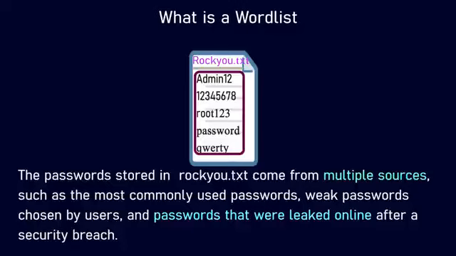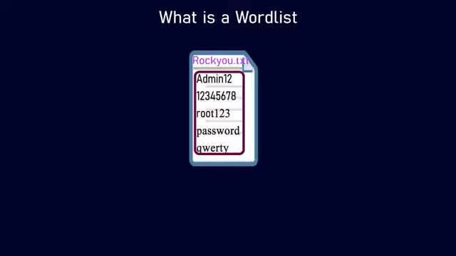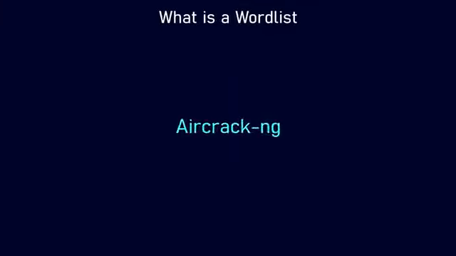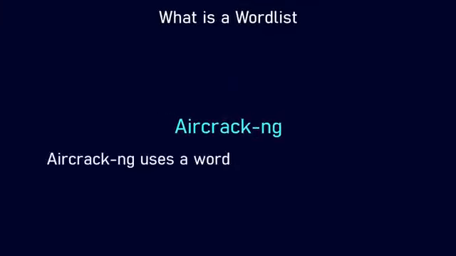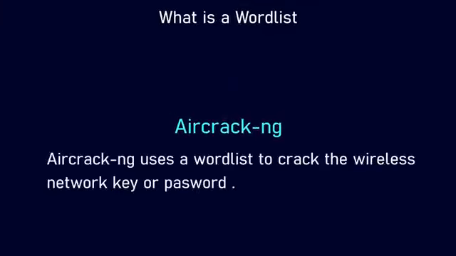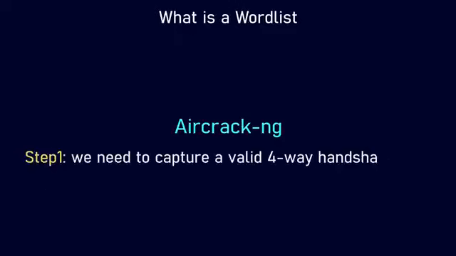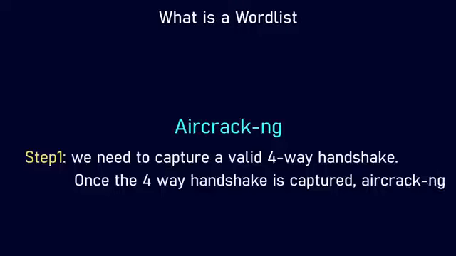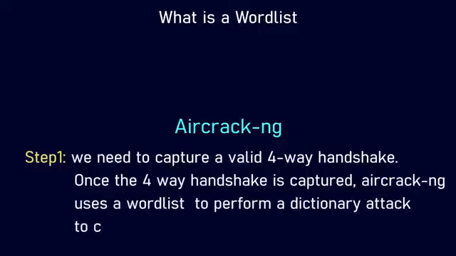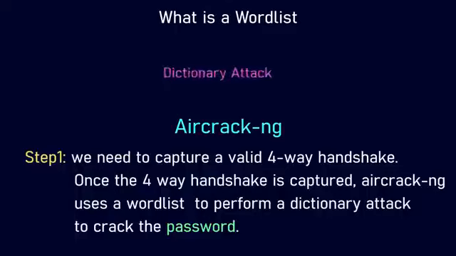after a breach. Let's briefly discuss how word lists are used to crack Wi-Fi passwords. The tool used for cracking Wi-Fi passwords is Aircrack-NG. Aircrack uses a word list to crack the wireless network key or password. First, we need to capture a valid four-way handshake. Once the handshake is captured, Aircrack-NG uses a word list to perform a dictionary attack. When a tool uses a word list to crack a password, it is called a dictionary attack.